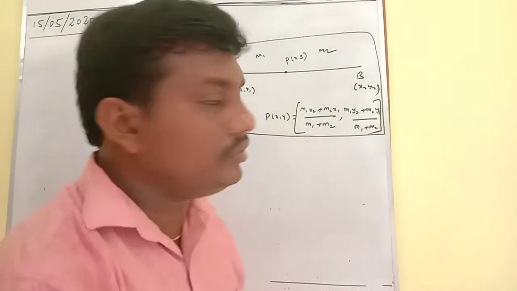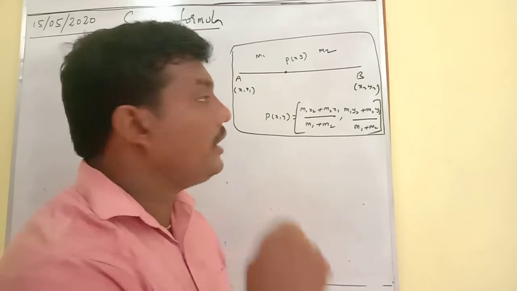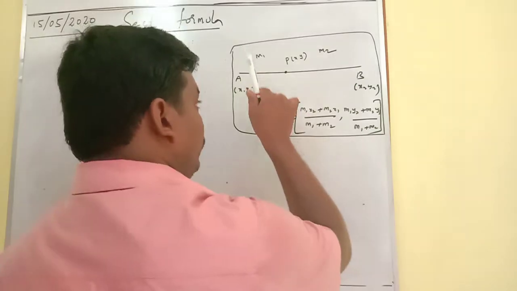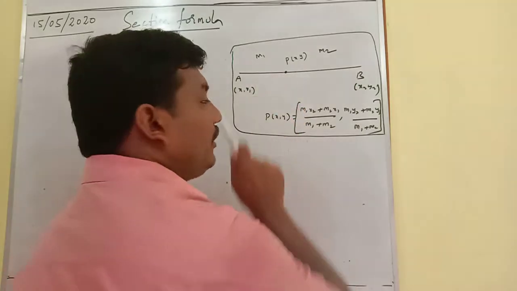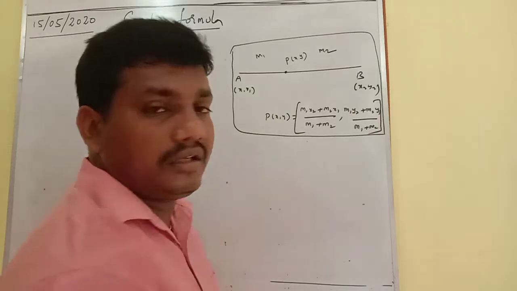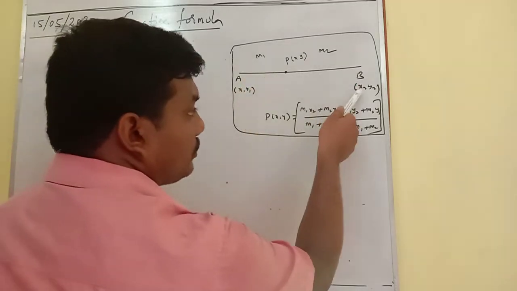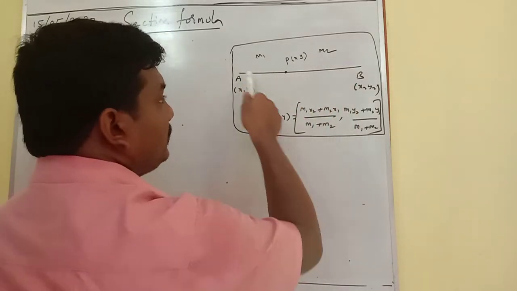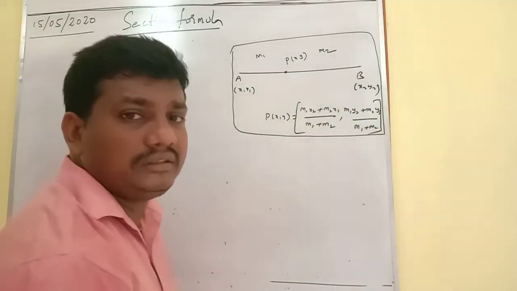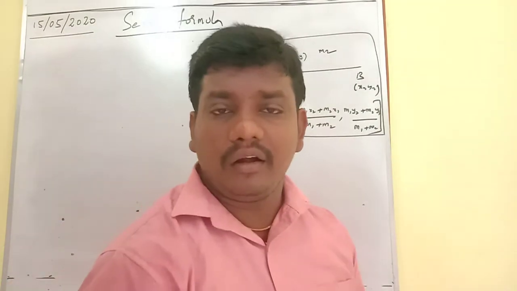So once again we are going to define. What is the section formula? If any point divides the given line segment into two sections in the ratio of m1 is to m2, and the point is internal, then the internal sectioning point formula is P of (x, y) equals (m1 x2 plus m2 x1) by (m1 plus m2), comma (m1 y2 plus m2 y1) by (m1 plus m2). Like this we can find. Now how to prove this section formula we have to learn in this video.